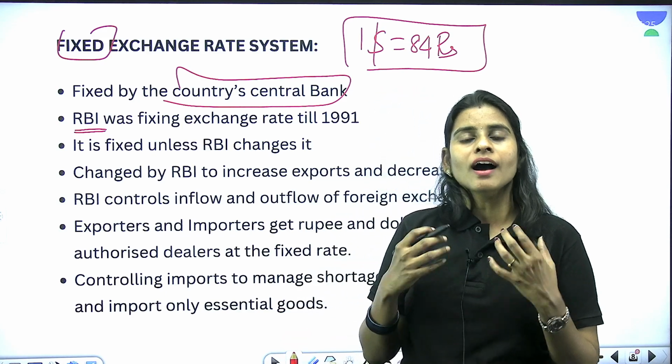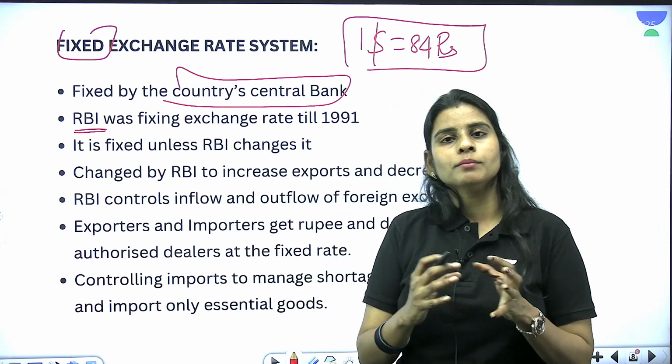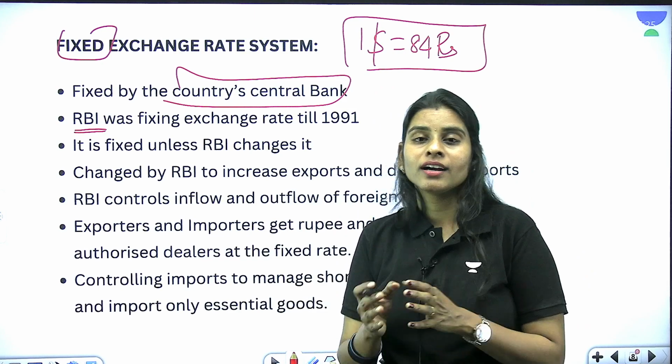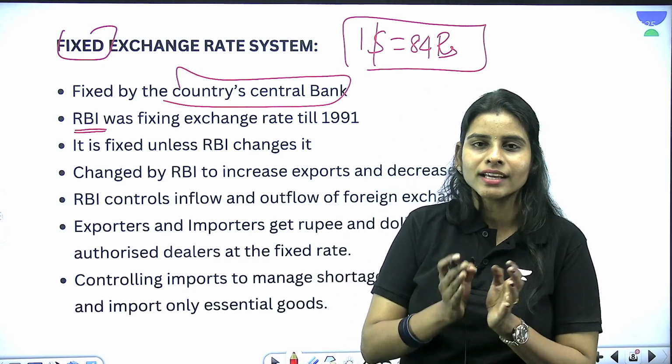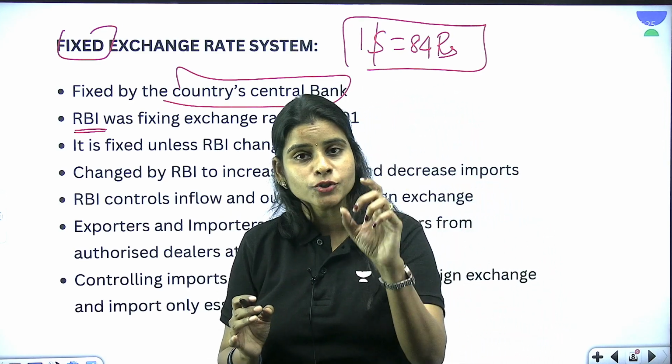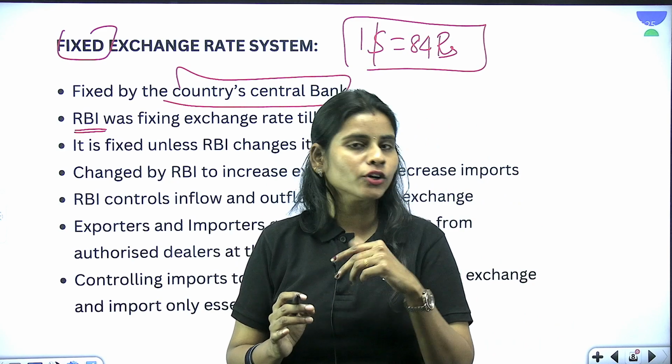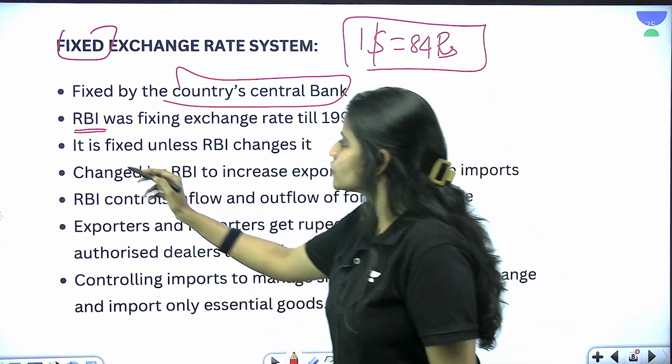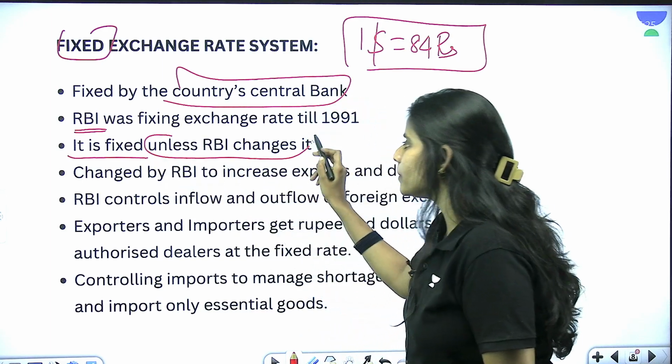Okay, so did we have this type of exchange rate system before? Yes, till 1991, India was following this method of fixing the exchange rate, where the country's central bank determines your exchange rate. So it is fixed unless RBI changes it.